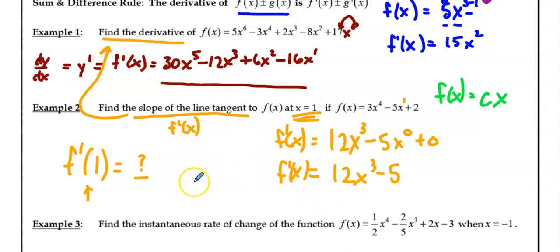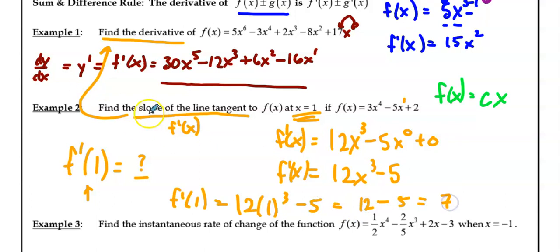And now, ladies and gentlemen, all we want to do is plug in 1 to this function. So we're going to get 12 times 1 cubed minus 5, which is 12 minus 5, which is going to give us 7. So the slope of the tangent line of our function at x equals 1 is going to be equal to 7.